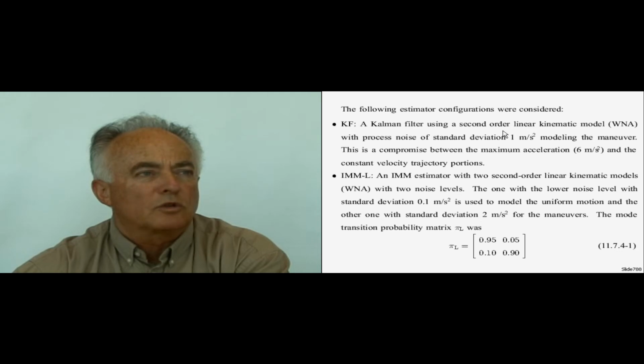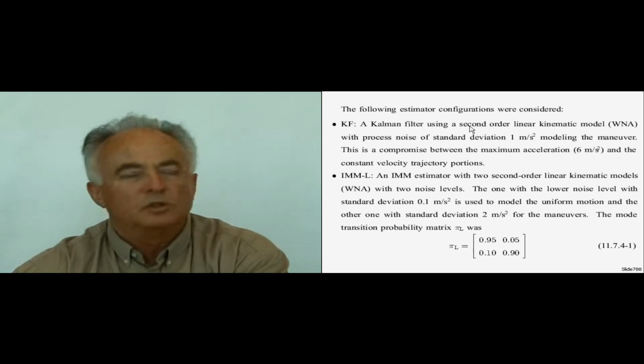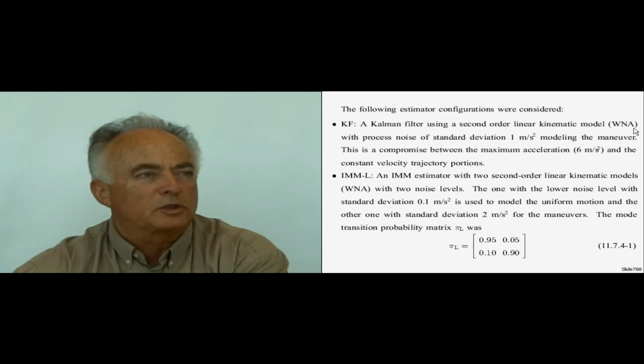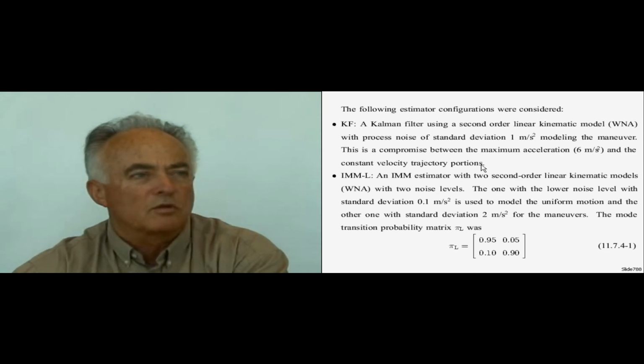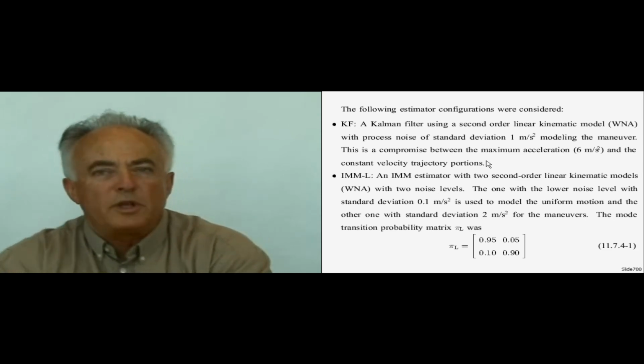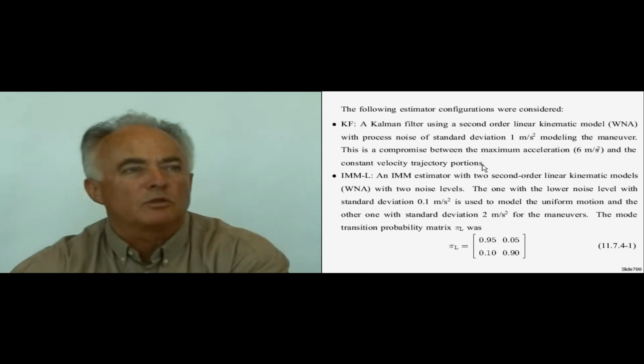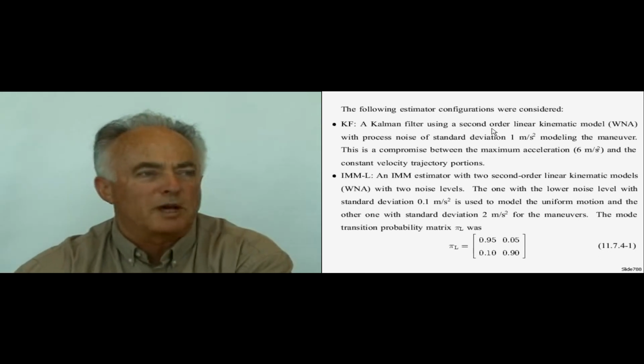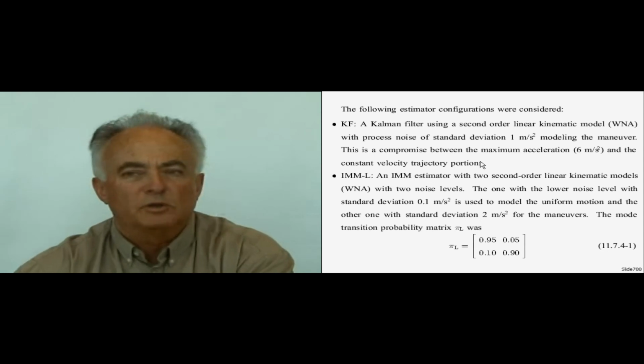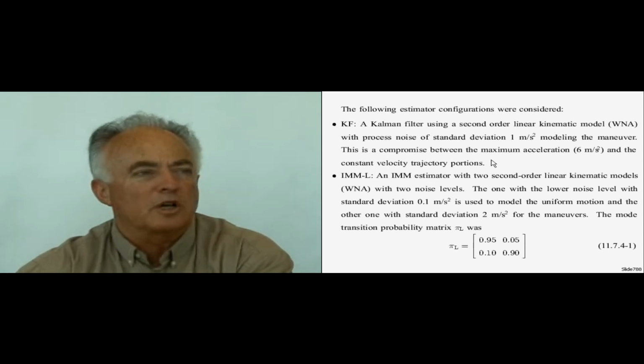It was using a second-order linear kinematic model, white noise acceleration, with process noise 1 meter per second squared. And this is a compromise between the maximum acceleration and the constant velocity portions. So instead of going for a completely conservative, we went in this case for a compromise filter. And this is how the original ATC filters were designed, compromise between maneuver and no maneuver.